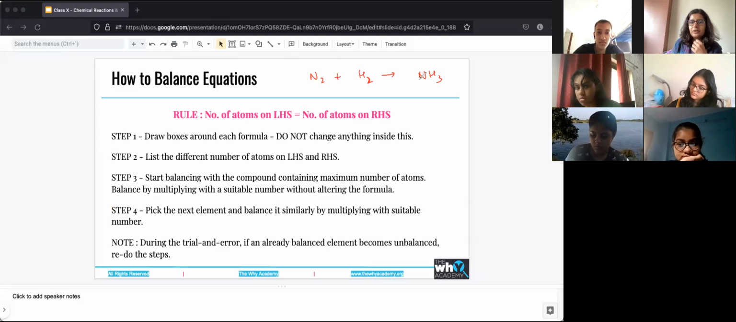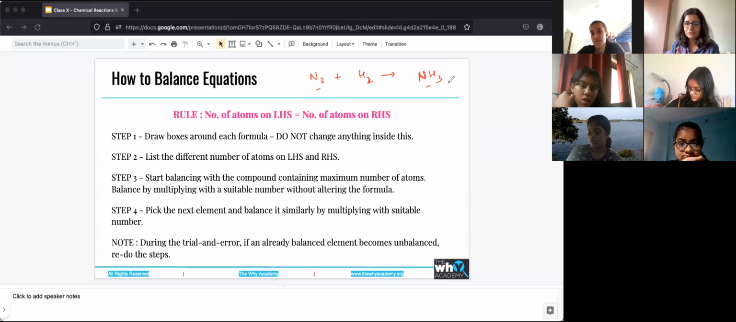2, and how many atoms of nitrogen are there in total on the RHS? 1. So here there are 2, and here there is only one, which means that it is not balanced. So your aim is to make this particular number equal on both sides. How do you do that?